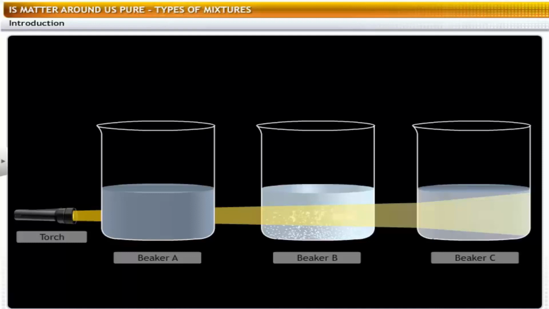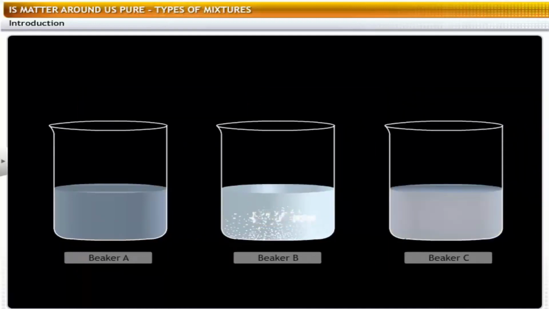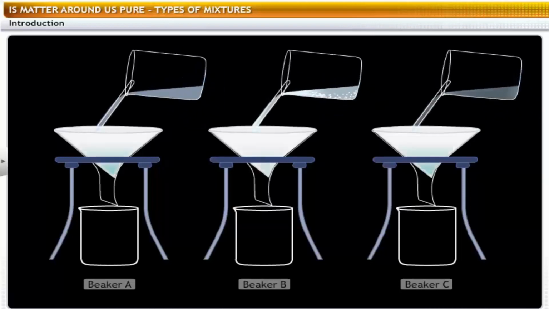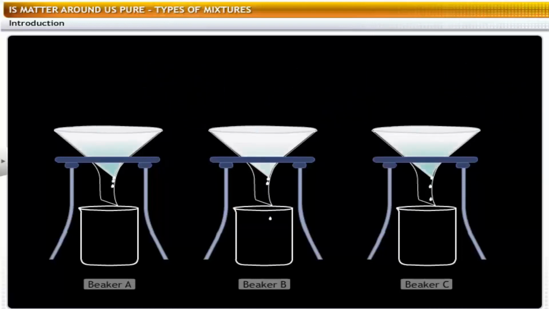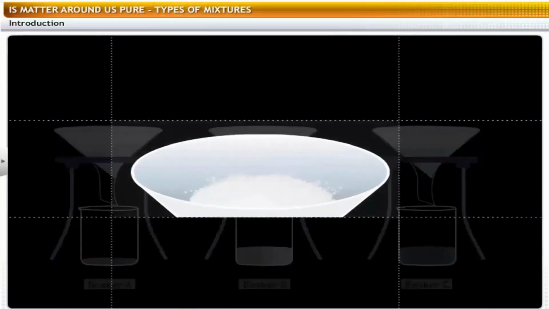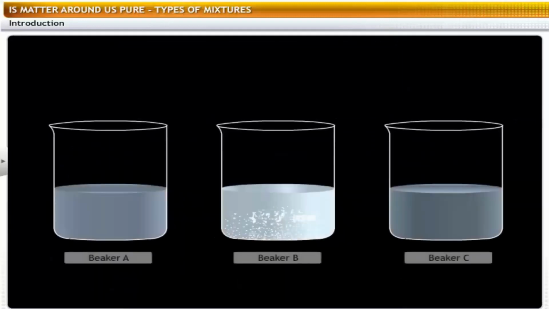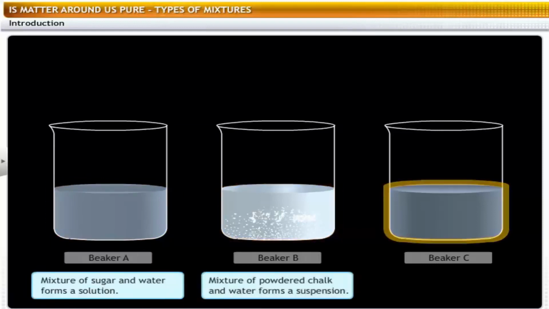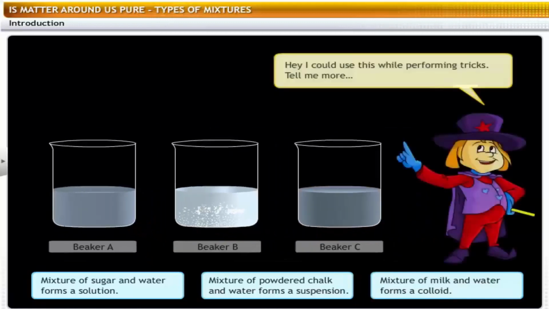Direct a beam of light from a torch through the beakers A, B, and C, and observe each beaker from the front. The path of light is visible in case of B and C, but not in A. Leave the mixtures undisturbed for some time. Now, filter each of the mixtures. You will find a residue on the filter paper for beaker B. The mixtures in the beakers are of 3 distinct types. The mixture in A is a solution, in B is a suspension, and in C is a colloid.